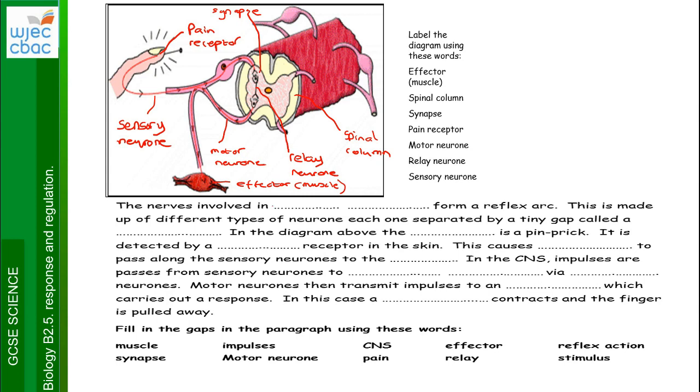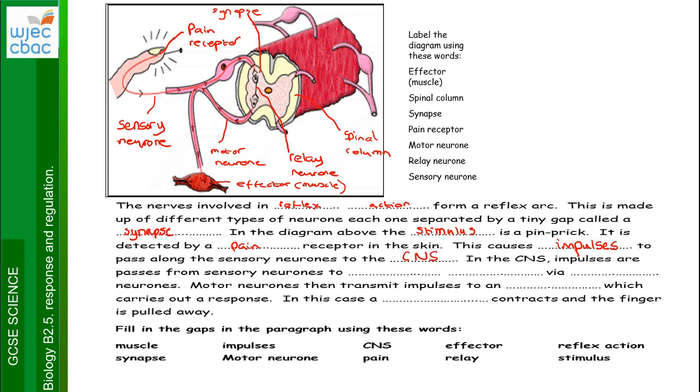With the paragraph then, the nerves involved in a reflex action form a reflex arc. This is made up of different types of neuron, each one separated by a tiny gap called a synapse. In the diagram above, the stimulus is a pinprick. It is detected by a pain receptor in the skin. This causes impulses to pass along the sensory neuron to the CNS.